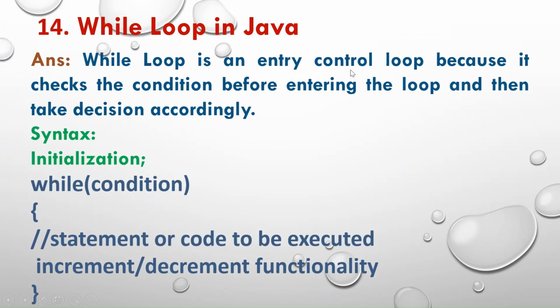Now the while loop is an entry control loop because it checks the condition before entering the loop and then takes a decision accordingly. Initialization is the first one. Then after the initialization, we go for a condition. Then the statements get executed. Then you go for increment or decrement functionality.